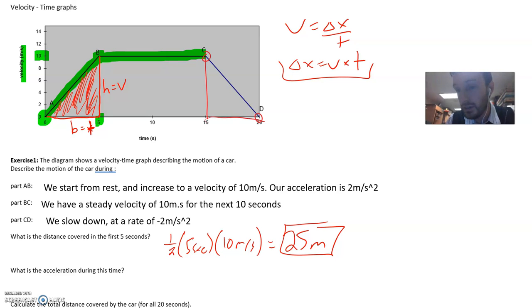What was the acceleration during that time? Well, remember, if bounded area gets you distance, then the acceleration is found by doing the slope. And funny, I already spoiled this one because we already did that. So the slope is 2 meters per second squared.